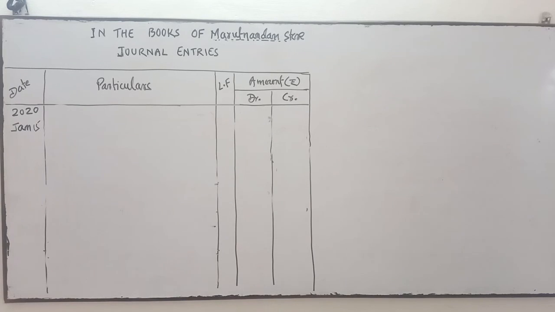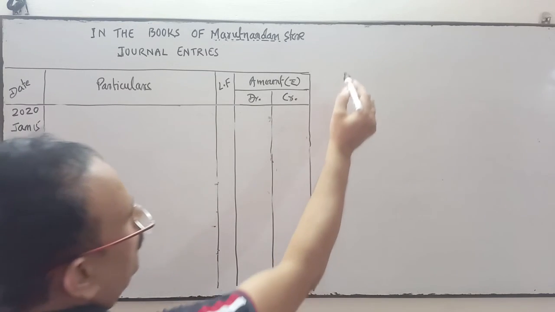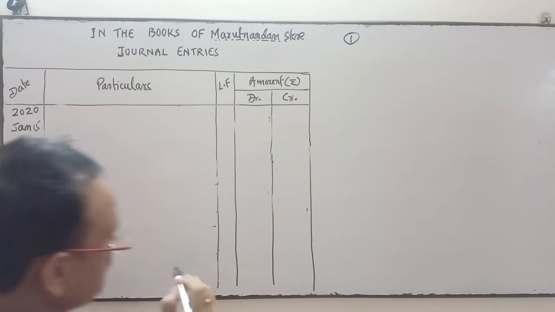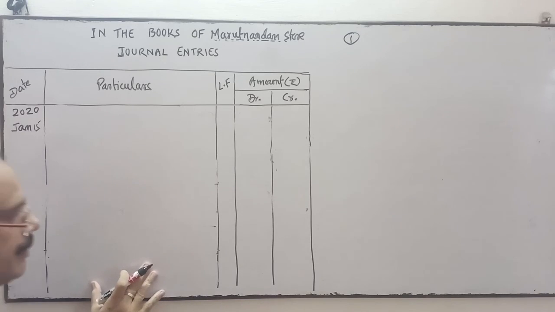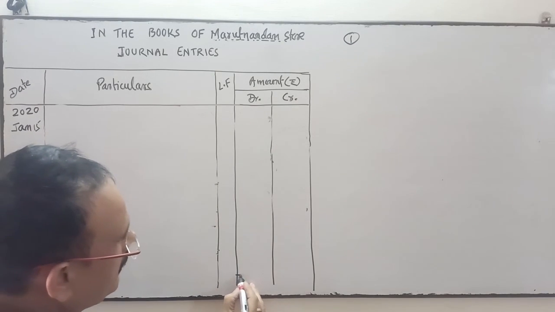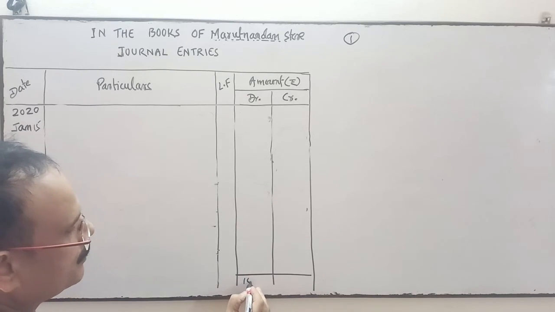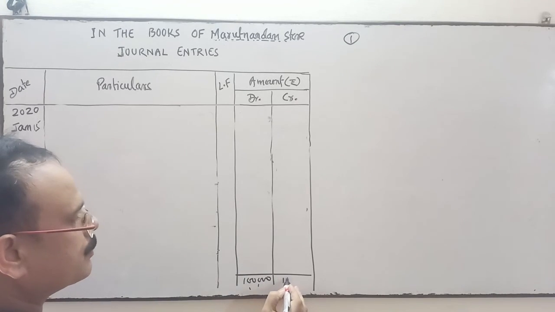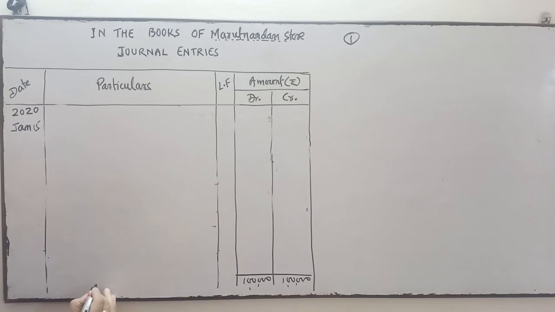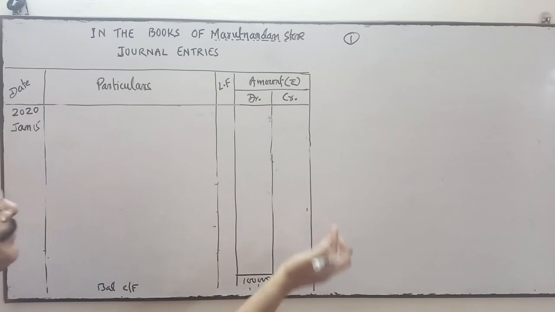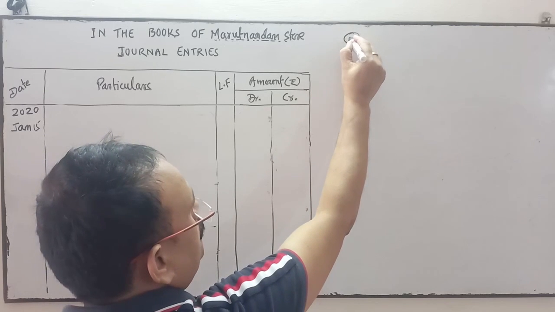Suppose it's page number 1. When you have noted down all the transactions, suppose 5, 6 or 7 transactions are covered under this page, at the end you do the total. Suppose this side total is 1 lakh. Obviously this side total will also be 1 lakh, because every debit has a corresponding credit with the same amount. So here you write balance carry forward, CF. This amount will be carried forward to page number 2.